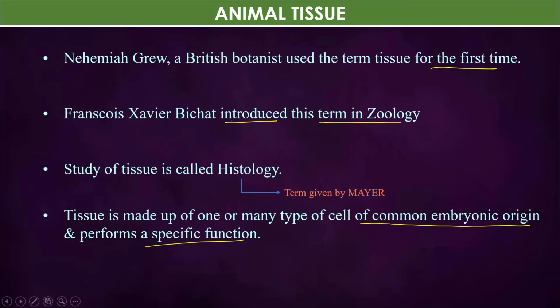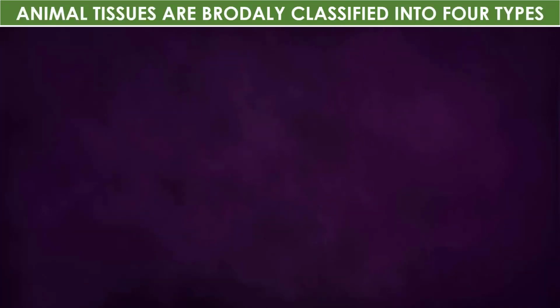Or in other words, in tissues, cells may be dissimilar in structure and function, but they are always similar in origin. And the detailed study of tissue is called microscopic anatomy. So on the basis of functions and structure, tissues are of four types. Animal tissues are broadly classified into four types.